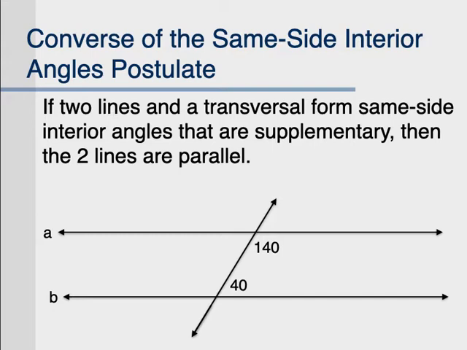In other words, they're saying if you have same side interior angles like this, 140 and 40 degrees, same side interior angles that add up to 180, 40 plus 140 equals 180, they are supplementary, and if they're supplementary, that means the lines they are between are parallel. These two vertical lines next to each other are mathematical shorthand for the word parallel, so out loud you read this as line A is parallel to line B.